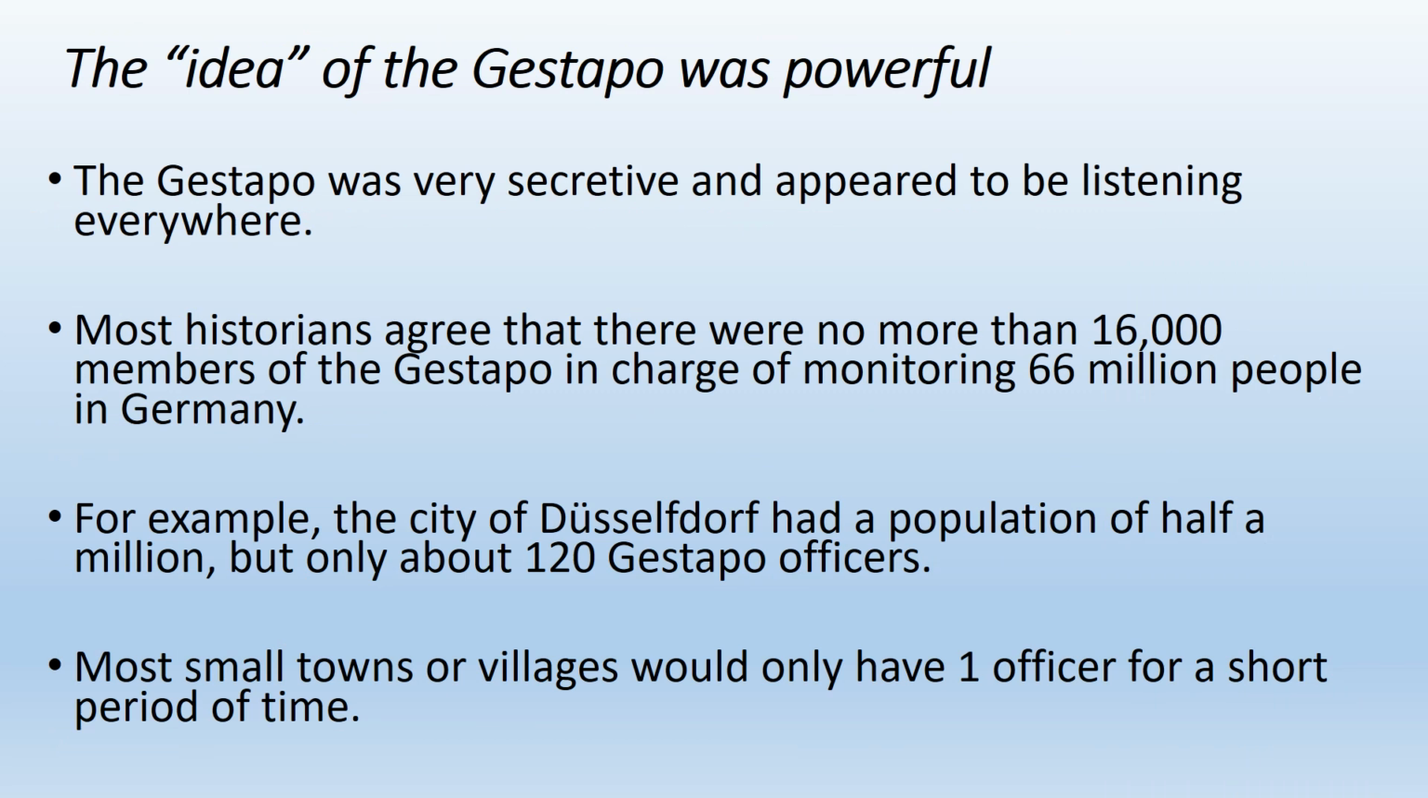And the last one is the idea of the Gestapo was perhaps more powerful than the Gestapo actually was themselves. They only had at any one time about 16,000 members who were fully employed by the Gestapo. And that's monitoring a population of over 66 million people. So if you do the maths, that's really not a lot of Gestapo officers for that size of a population. For example, the city of Dusseldorf had a population of 500,000 people, but at any one time there were no more than 120 Gestapo officers in that city. Some very small towns or villages might only have one officer just stop by for a very short period of time. But it was the sense that the Gestapo was everywhere, and the idea of the Gestapo was far more powerful than perhaps they were themselves.